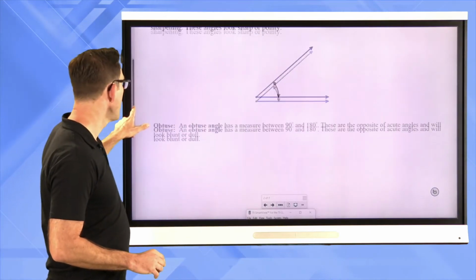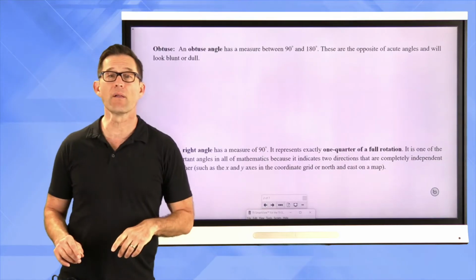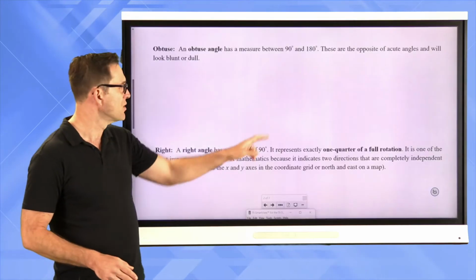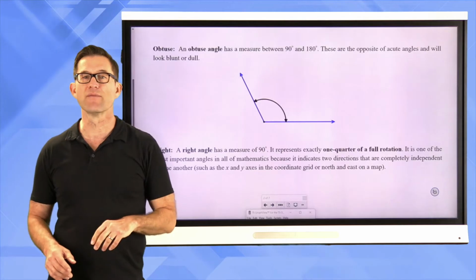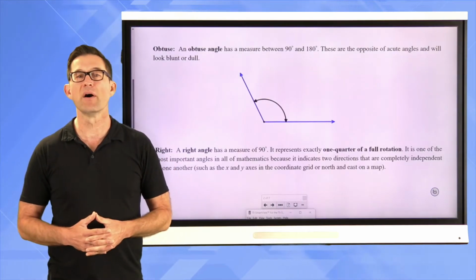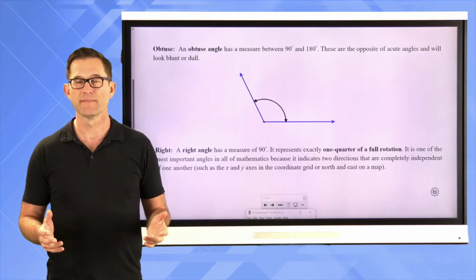Now almost the opposite of an acute angle is an obtuse angle. An obtuse angle has a measure between 90 degrees and 180 degrees. These are the opposite of acute angles and will look blunt or dull. So just like an acute angle, I've got a nice picture of an obtuse angle. An obtuse angle is larger than 90 degrees, but not larger than 180 degrees.